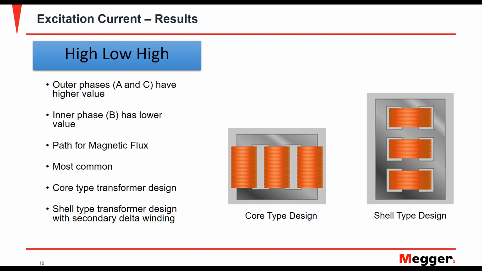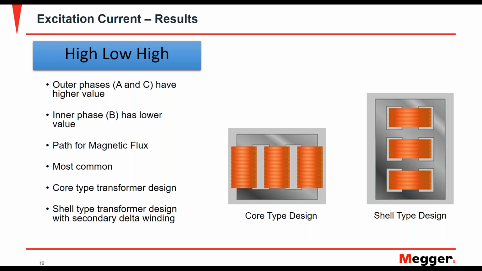In this pattern, as the name suggests, you have two phases that have a higher excitation value. Generally, that is the outer phases. So the A phase and the C phase will have a higher excitation value, whereas the inner phase will have a lower excitation value. This depends because the path that the magnetic flux has to take is different for the inner phases versus the outer phases.